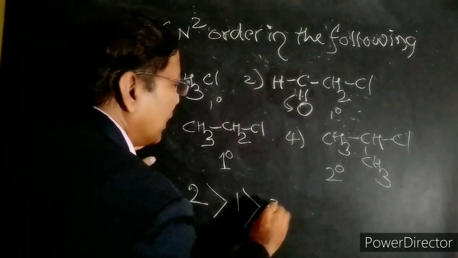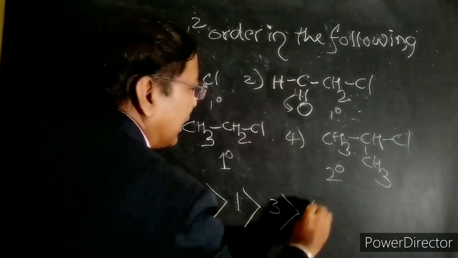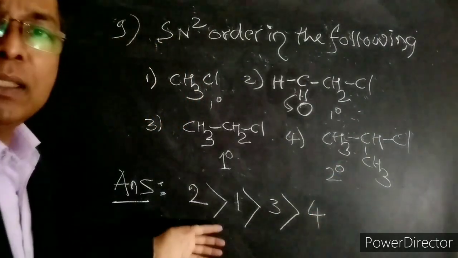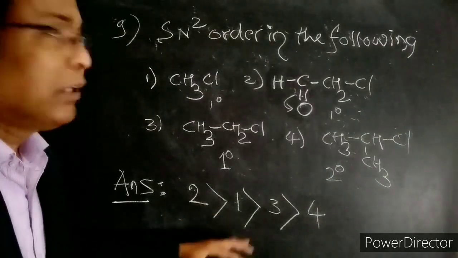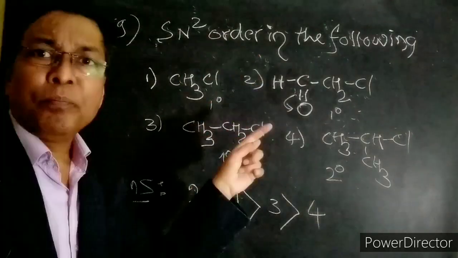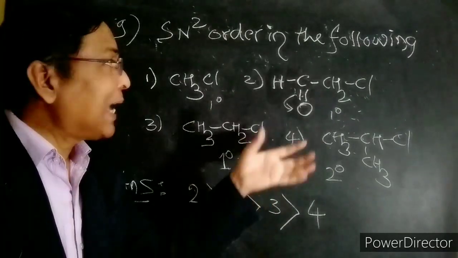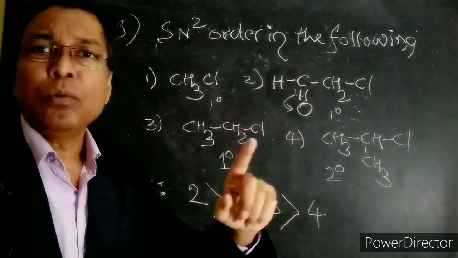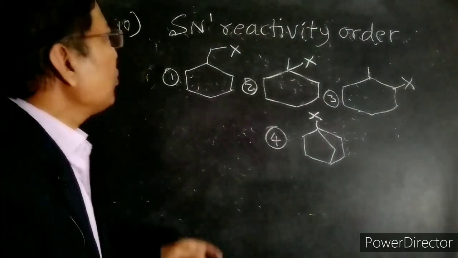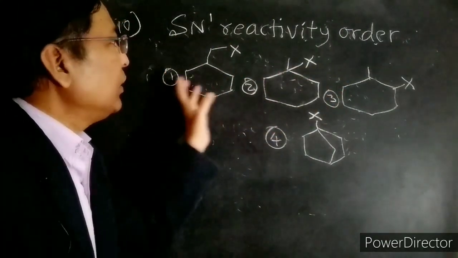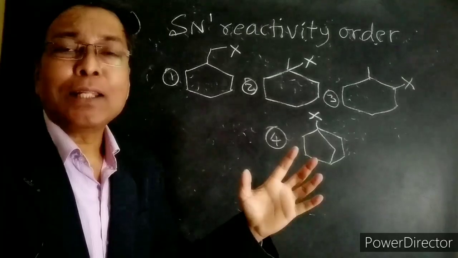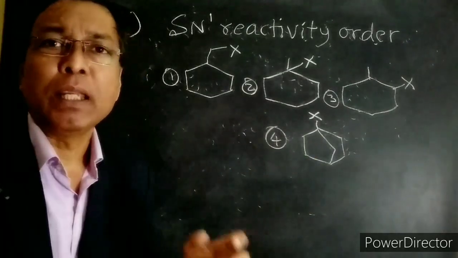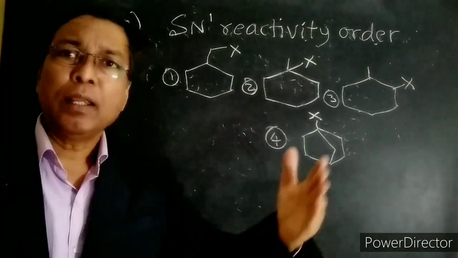Then comes this, then lastly secondary alkyl halide. Therefore this is the order of reactivity towards SN2 reaction. Once again I will tell you that electron withdrawing groups favor SN2 reaction. Now let us take one more question, SN1 reactivity order in these molecules. We know that SN1 reactivity order is tertiary, secondary, primary.